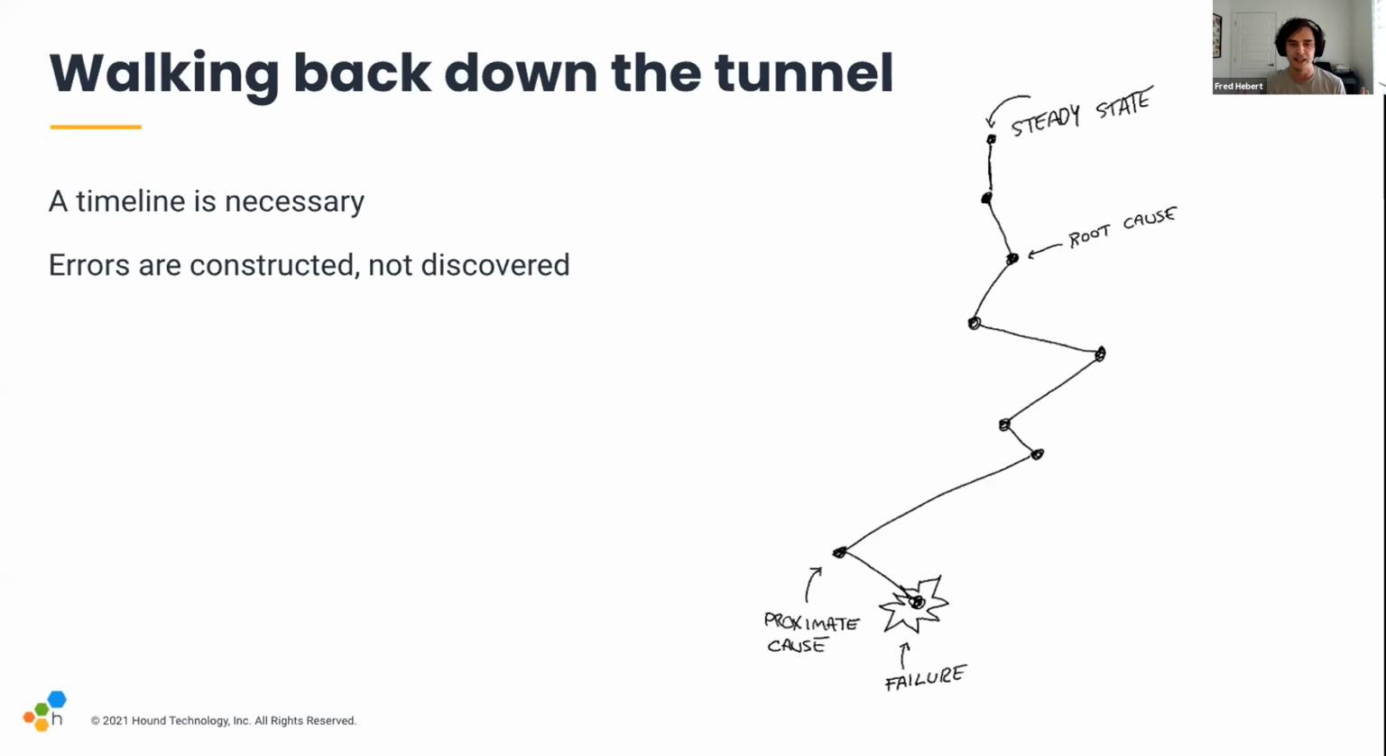And the reason for this is that the errors that we find are constructed. They're not something we discovered. They're not inherent to the system. They're an interpretation of things that we impose onto the system. So we assume we have an early steady state. Things were looking fine. Things were going fine. Something happened that usually is the proximate cause, right? This blew up and we were in a failure situation.